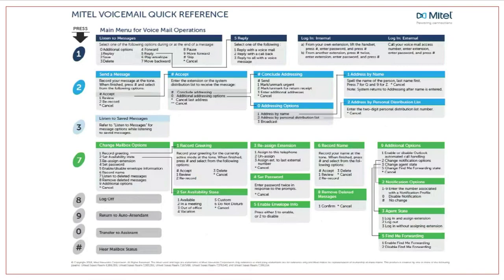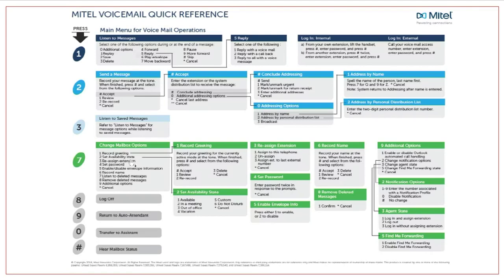This is the main voicemail menu when you gain full access. You press 1 to listen to new messages, 2 to send a message to someone else in the system, 3 to listen to saved messages, and 7 for mailbox options. As we discussed a moment ago, when you gain access to this for the first time, press 7 and then press 1 to record your greeting.